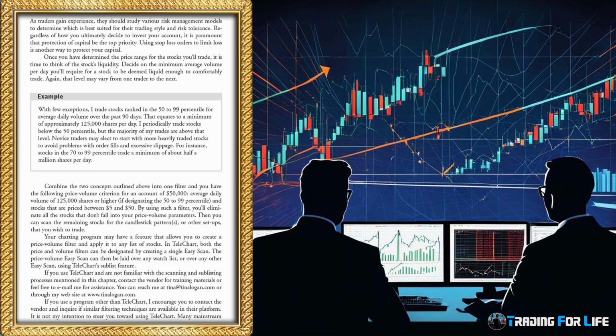Your charting program may have a feature that allows you to create a price volume filter and apply it to any list of stocks. In Telechart, both the price and volume filters can be designated by creating a single easy scan. The price volume easy scan can then be laid over any watch list or over any other easy scan using Telechart's sublist feature. If you use Telechart and are not familiar with the scanning and sublisting processes mentioned in this chapter, contact the vendor for training materials, or feel free to email me for assistance. You can reach me at tina@tinalogan.com or through my website at www.tinalogan.com. If you use a program other than Telechart, I encourage you to contact the vendor and inquire if similar filtering techniques are available in their platform.